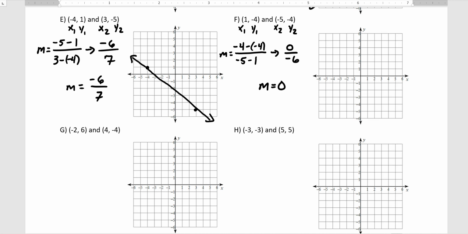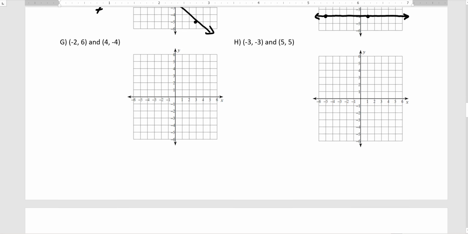Let's see what happens when we plot these points. 1, -4 would be right here. -5, -4, sure enough, right there. Check the horizontal line that we get now. Very nice. Yes, indeed. m equals 0, horizontal line.